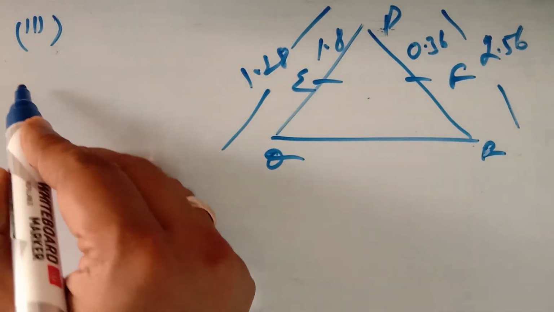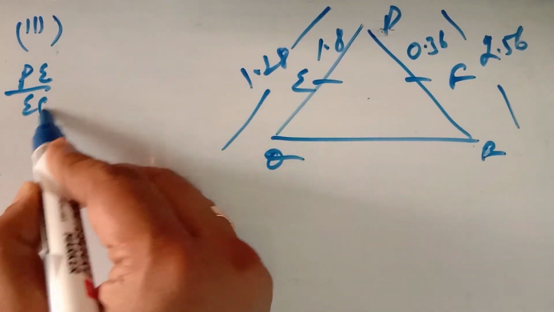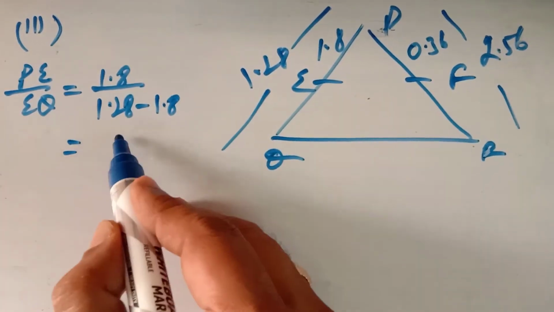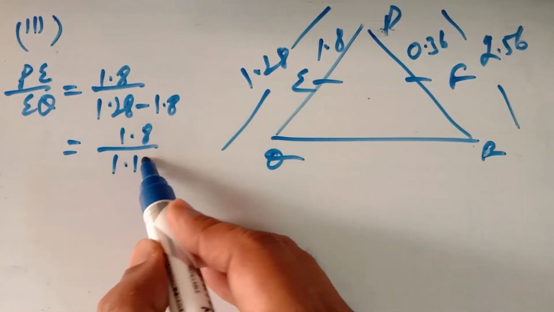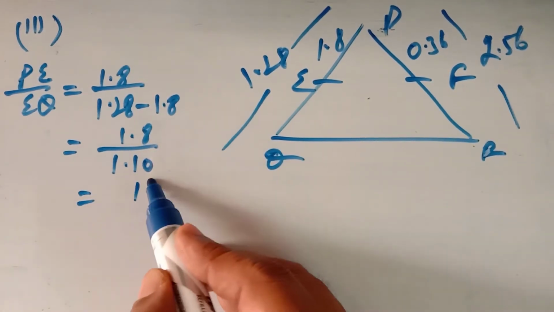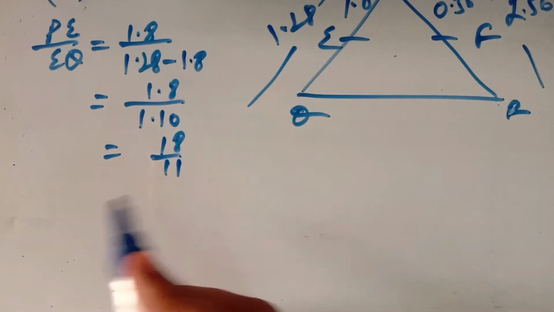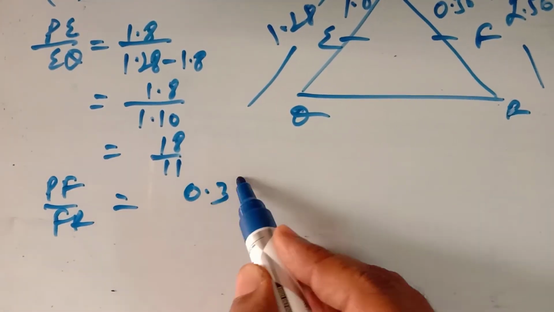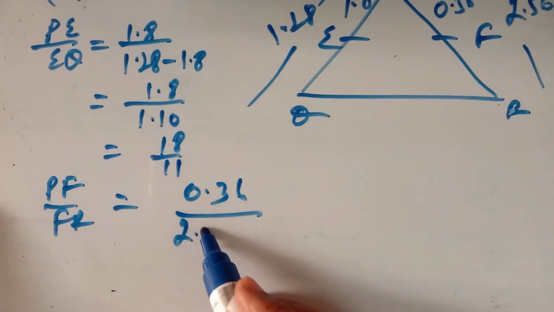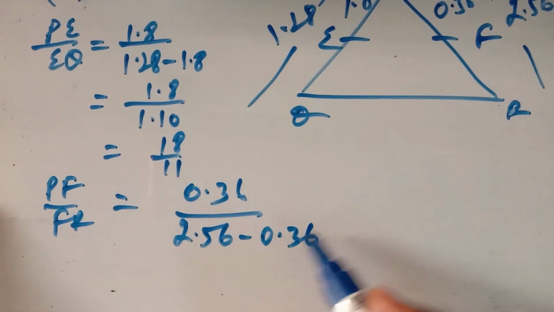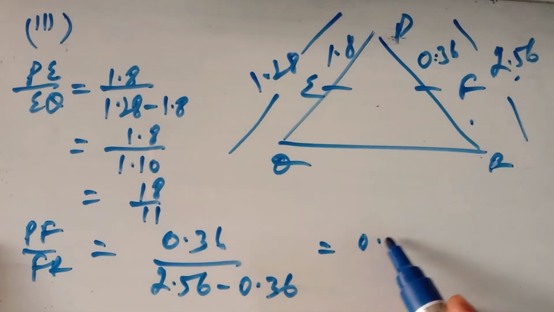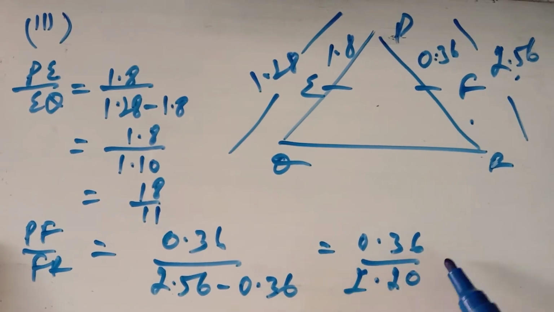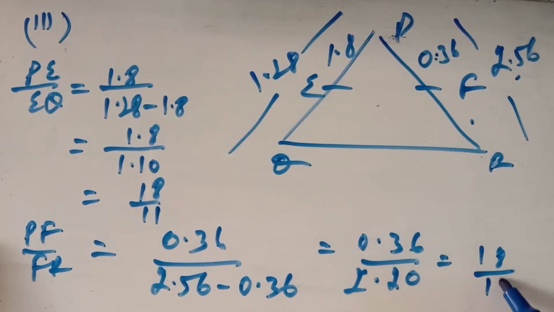So you find the ratio PE upon EQ. It will be 1.8 upon 1.28 minus 1.8. So it will be 1.8 upon 1.10. So you will get 18 upon 11. Similarly, you can find the ratio PF upon FR. So PF is 0.36 and FR will be obtained by subtracting this 0.36 from this. So it will be 0.36 upon 2.2, and if we simplify, you will get 18 upon 11 again.